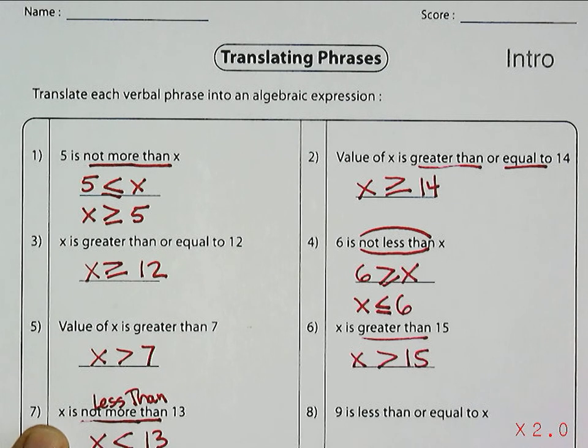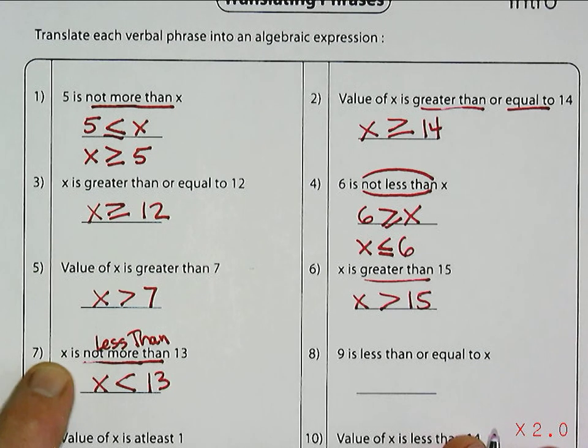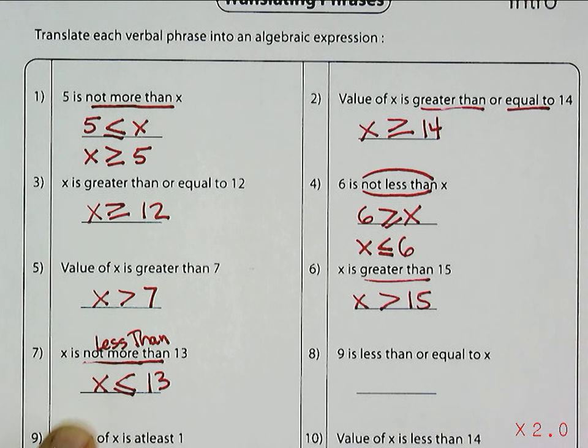So I just put the number 13 in the phrase in place of x, and I say 13 is not more than 13. And that's true. 13 is not more than 13. So I put the equal sign in there as well. So less than or equal to 13. 13 could be an answer to this, because 13 is not more than 13.